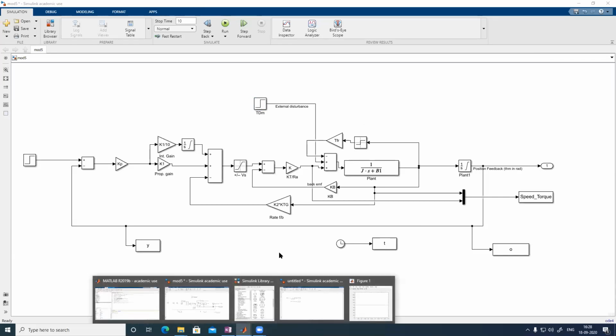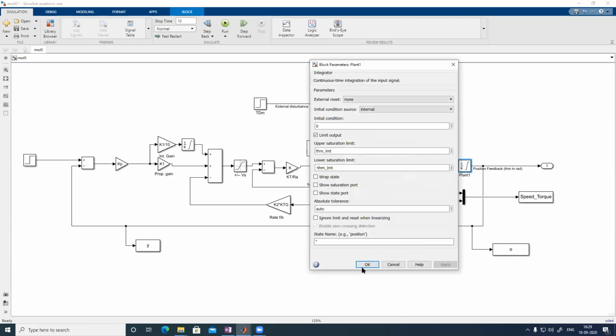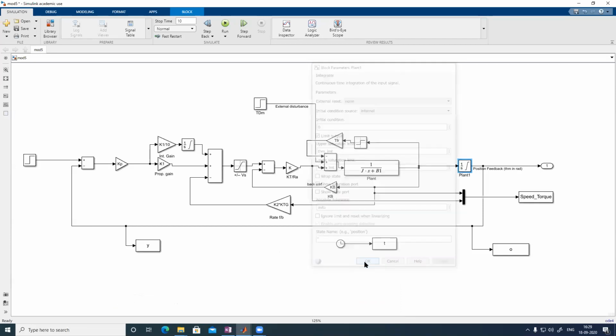Sir, at each and every integrator I gave the limit as plus or minus 13, just to see the difference. Do we have to give it to the omega integrator also? Here you are taking the theta limit only. Does that mean the limit is after the integration, or is it the limit that we have to keep before the integration? This is a limited integrator only.